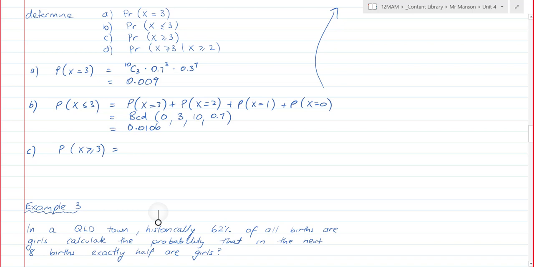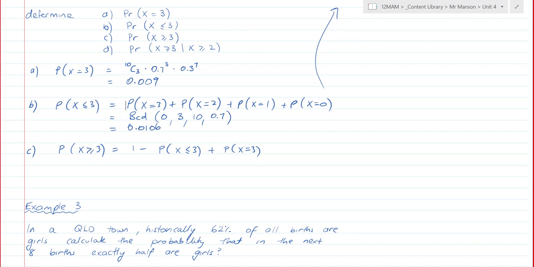On your calculator, it would be B, C, D. Lower bound is 3, upper bound is 10. There are 10 events, and the probability of success is 0.7. Put that in your calculator and check that you get 0.984, give or take. And then lastly is a conditional probability.